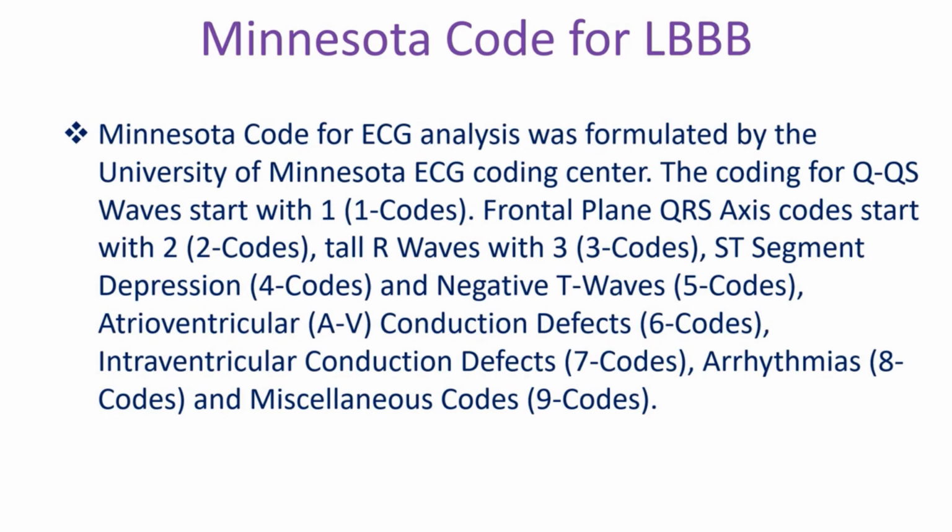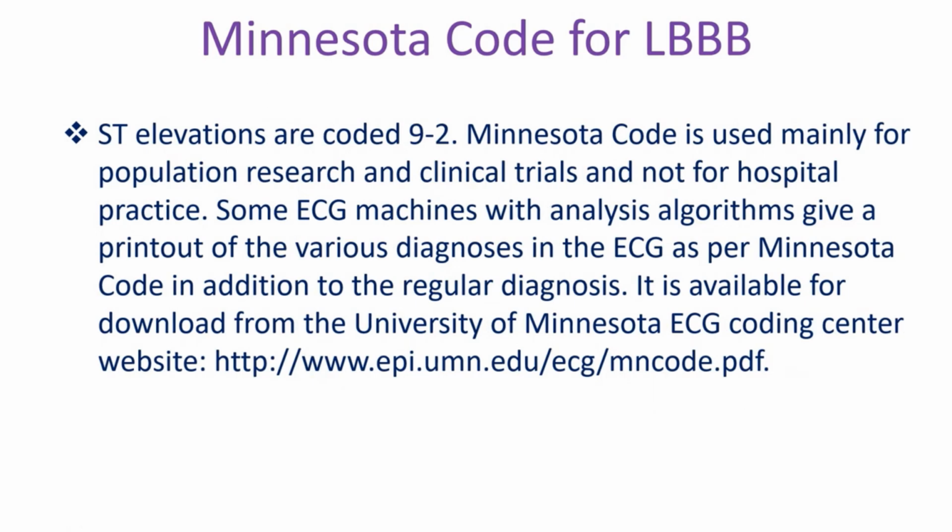The coding for QS waves start with 1, frontal plane QRS axis codes start with 2, tall R waves with 3, ST segment depression 4, and negative T waves 5, atrioventricular conduction defects 6, intraventricular conduction defects 7, arrhythmias 8, and miscellaneous codes 9. ST elevation codes are 9-2.